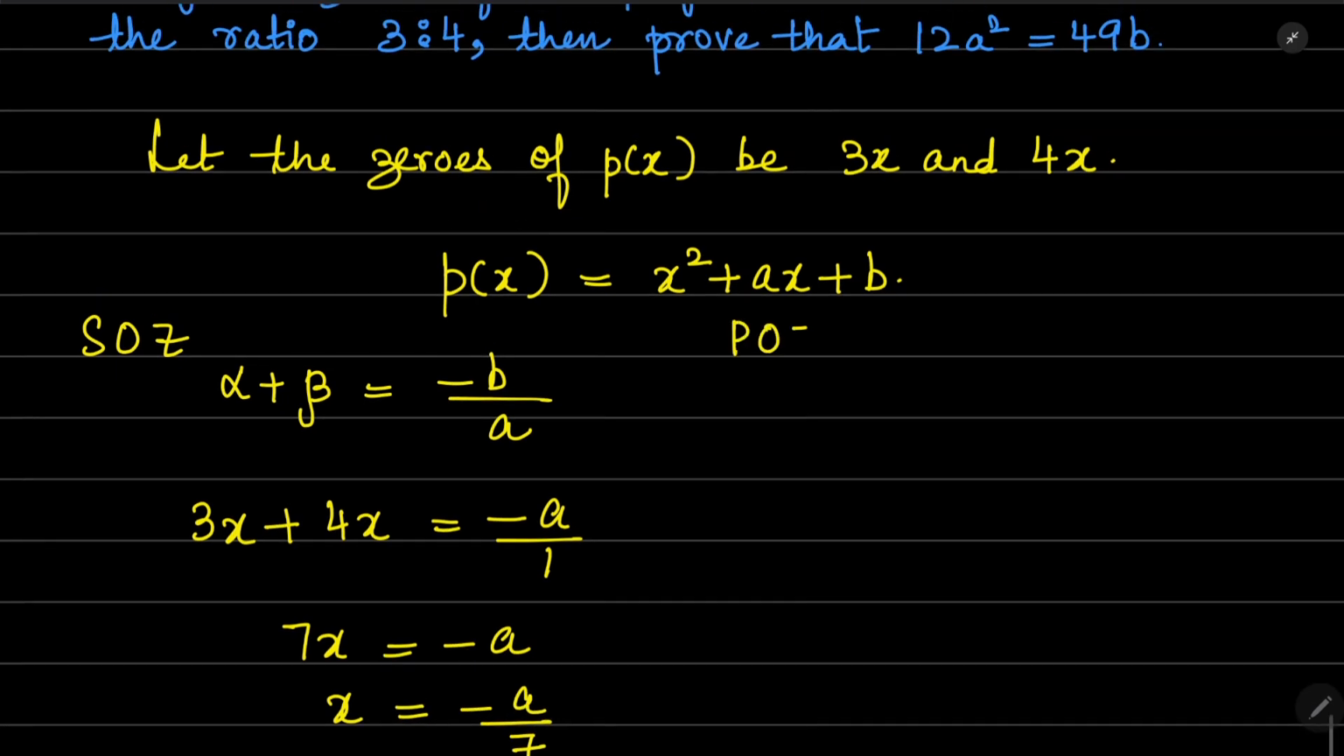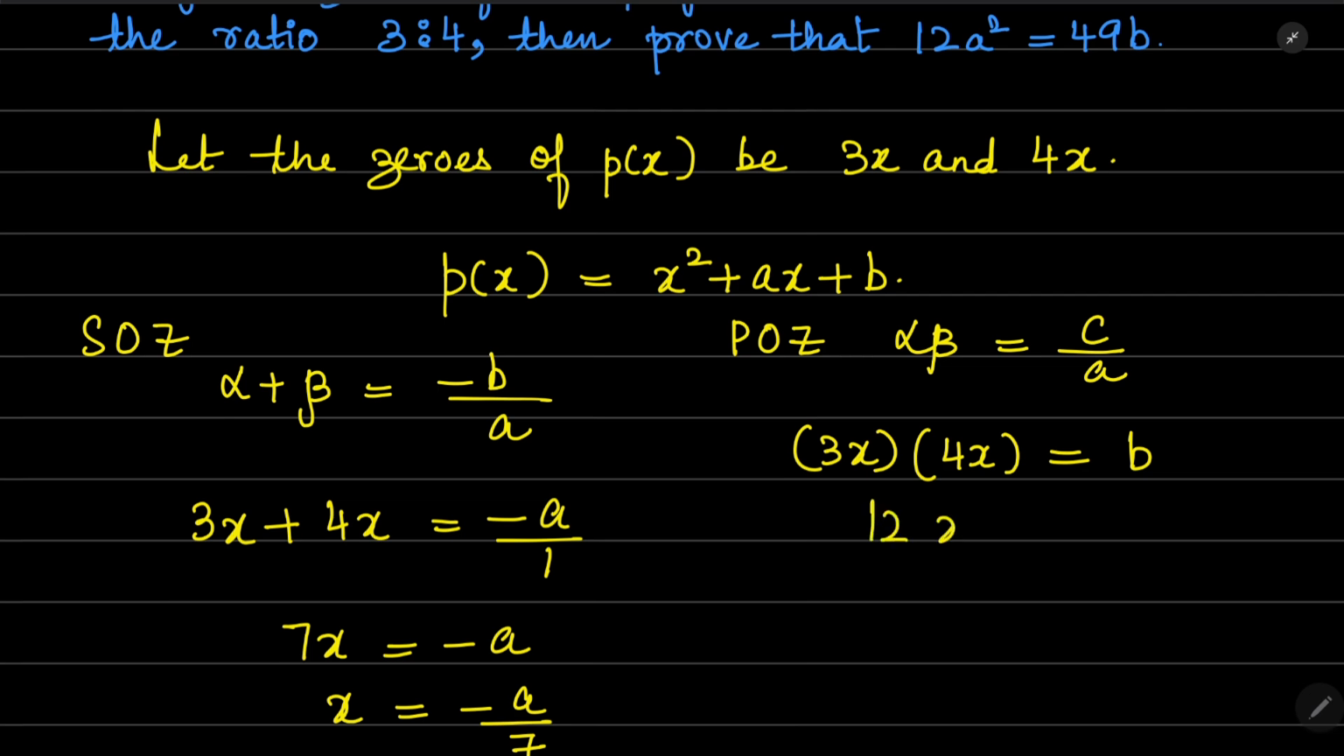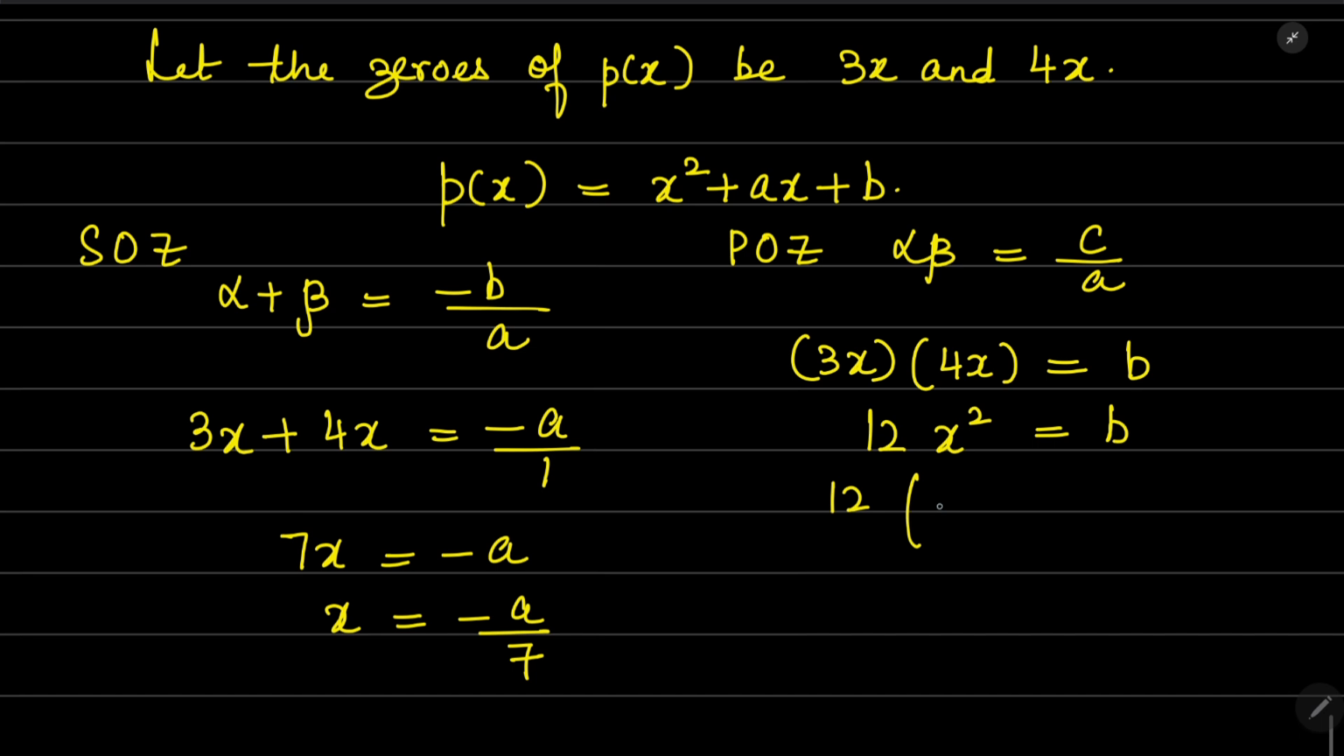What is the product of the zeros? Alpha beta equal to c by a. Just multiply them. 3x multiplied by 4x equal to c. What is c here? It is b. A is 1. So you just can write b. Okay. So 3 into 4 is 12. x square equal to b. In place of x, what do I write?